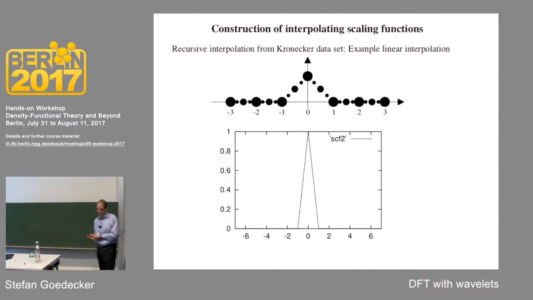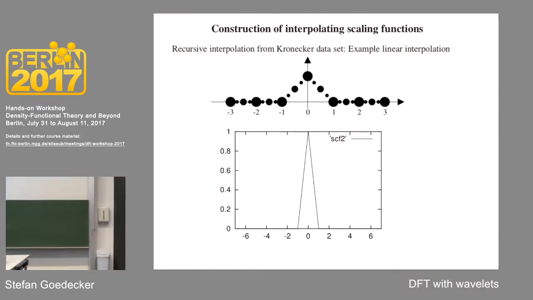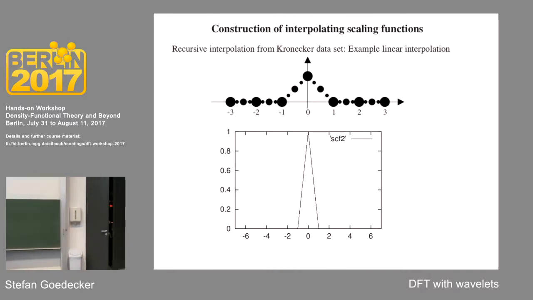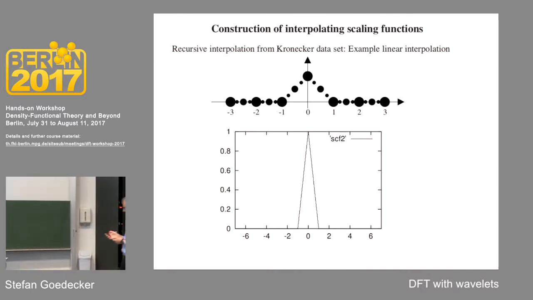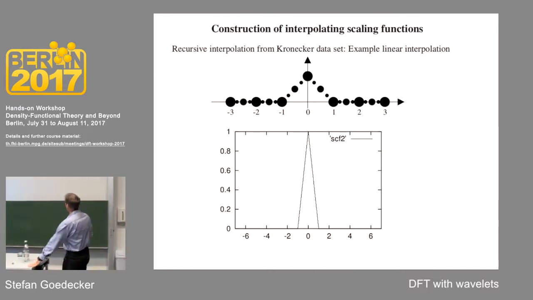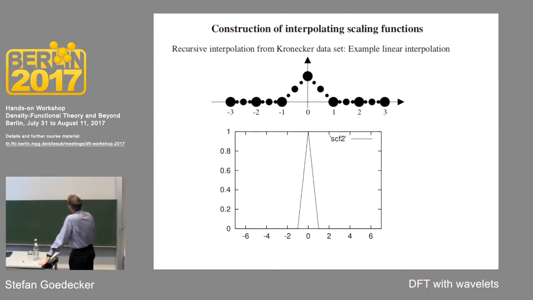Okay, how do you construct those interpolating wavelets? I will explain that because it's relatively easy. I didn't explain how to construct the Daubechies wavelets because that's fairly complicated mathematics. In order to construct an interpolating scaling function, you start with a Kronecker delta set. That means you have 1 at 0 and then 0 at all other integer points.